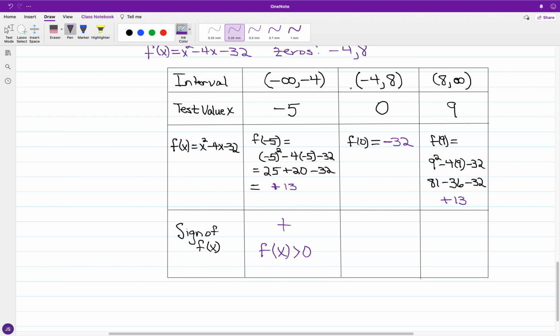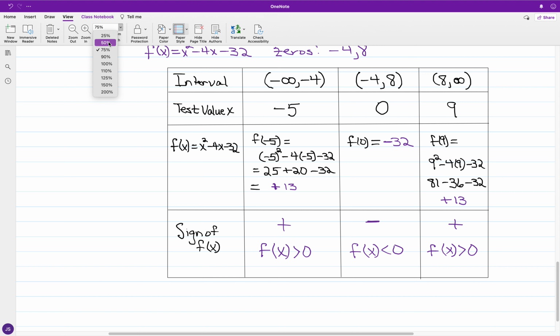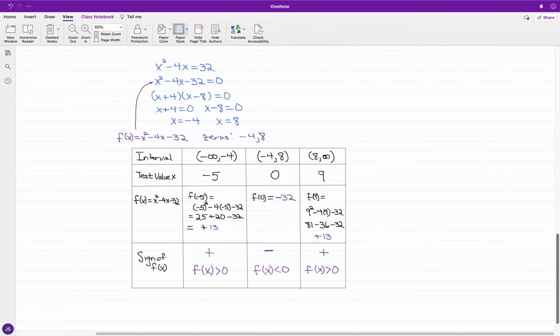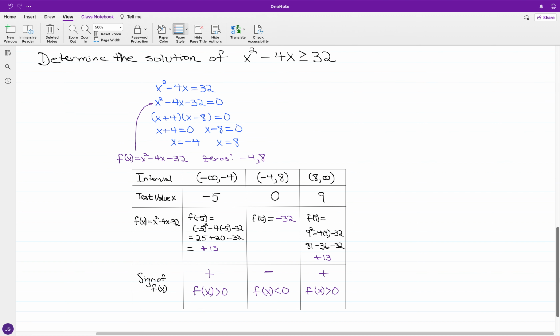And anything between, but not including, negative 4 and 8 as the input, the output is going to be negative. So you'll have f of x less than 0. And then any value you select for the input that is higher than 8, the output is going to be a positive value. So you're going to have f of x, once again, greater than 0.